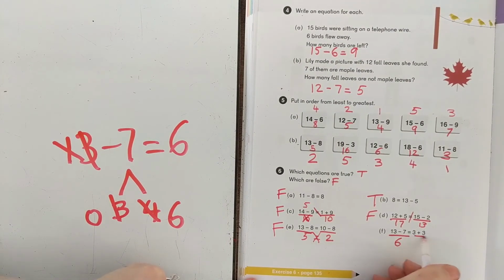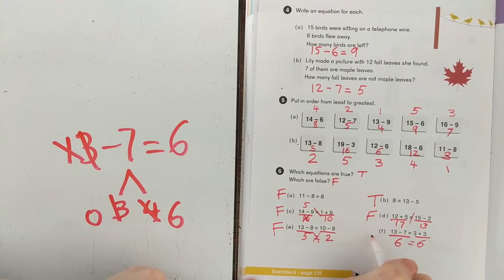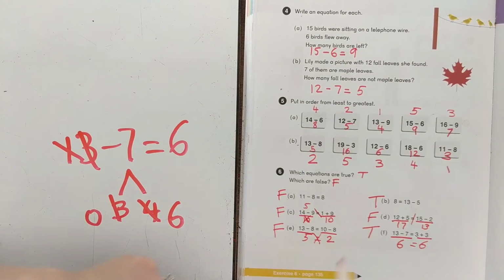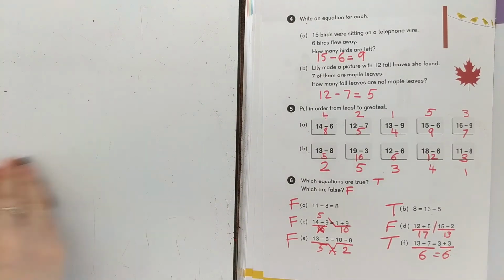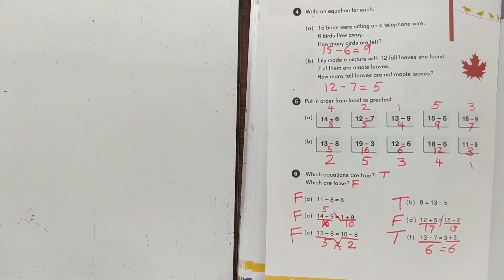Now let's do this side of the equation. What is 3 plus 3? 3 plus 3 is 6. Is 6 equal to 6? Yes. So we put a true. Fantastic. Wow, that was so much fun. I love math. This was super fun. Now we are finished with our textbook for chapter 7.